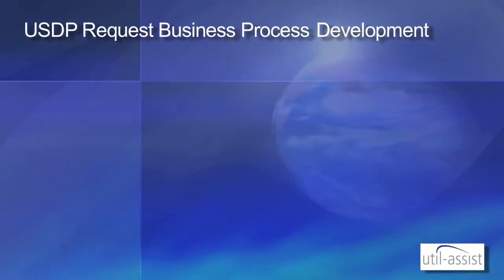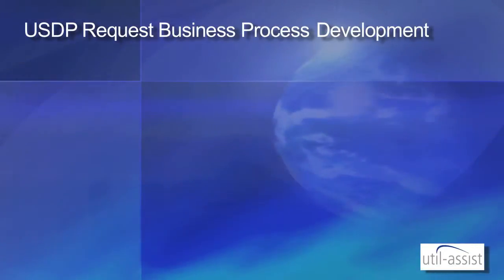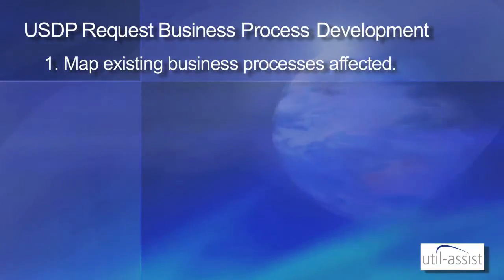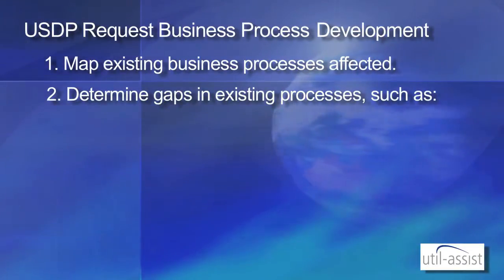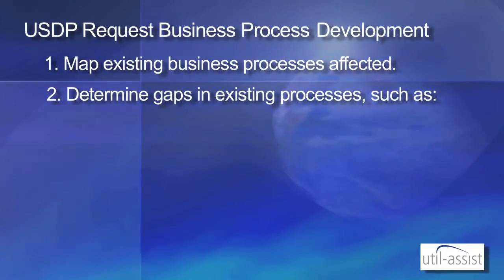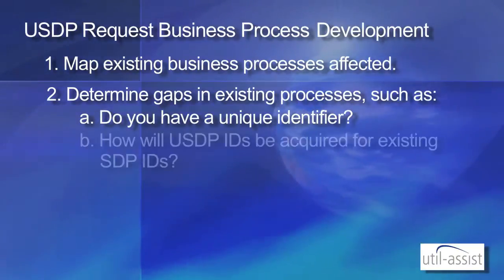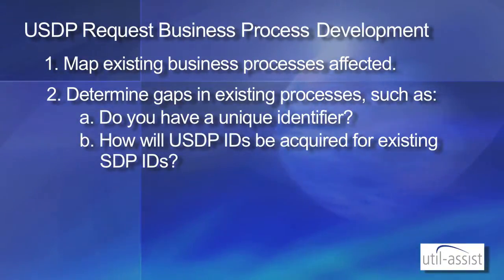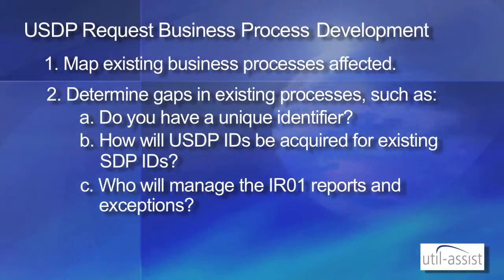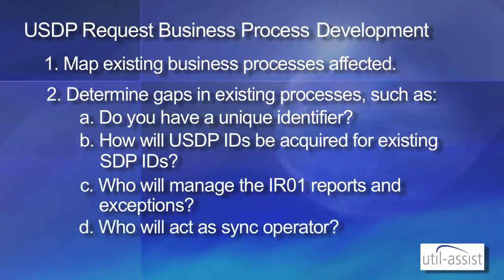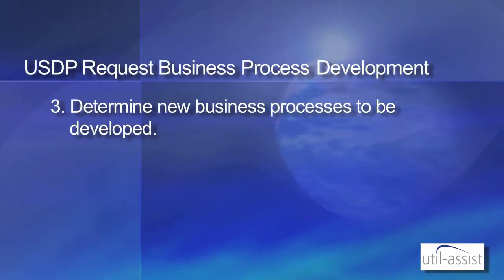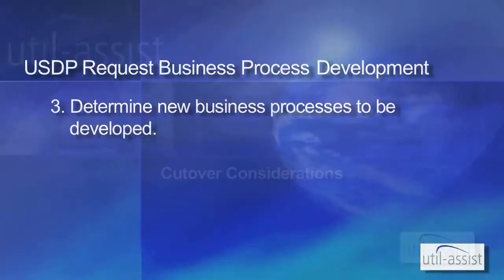When developing a USDP request business process for your utility: 1. Map existing business processes affected. 2. Determine gaps in existing processes, such as: do you have a unique identifier? How will USDP IDs be acquired for existing SDP IDs? Who will manage the IR01 reports and exceptions? Who will act as sync operator? 3. Determine new business processes to be developed.